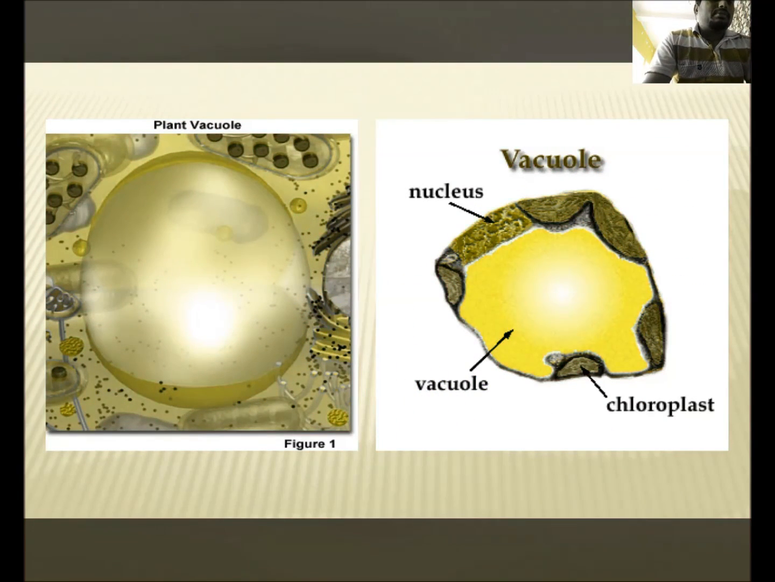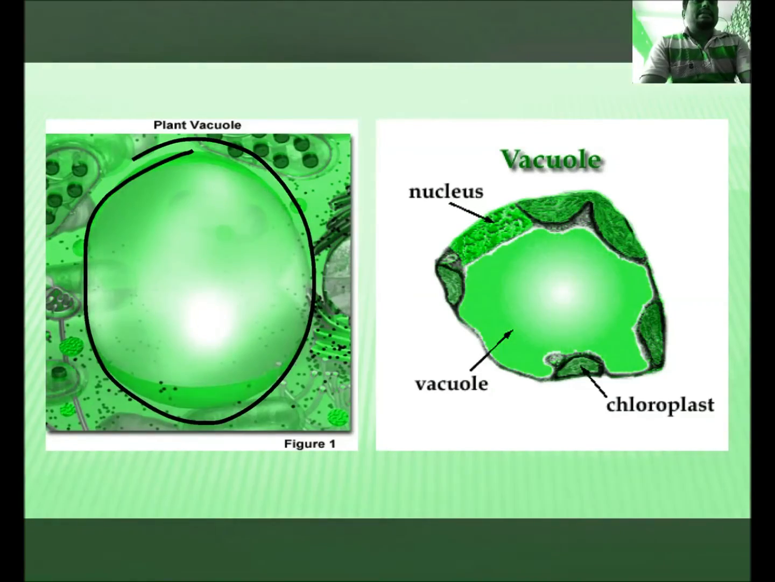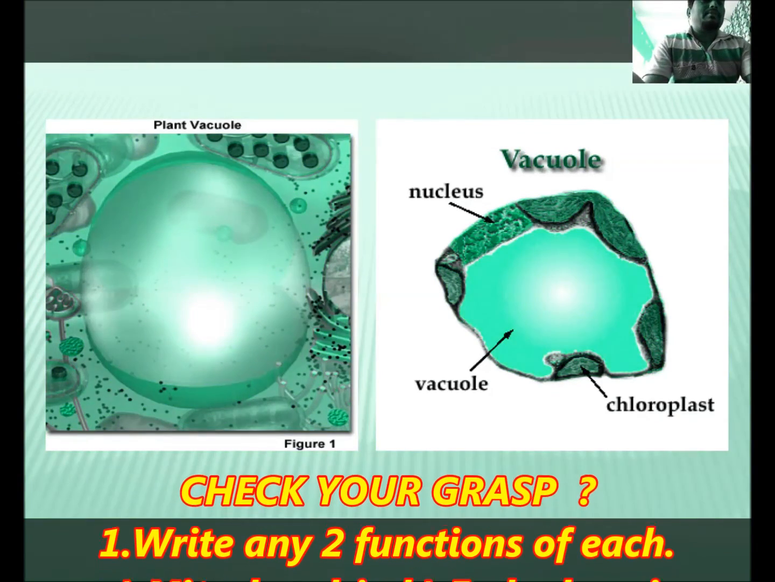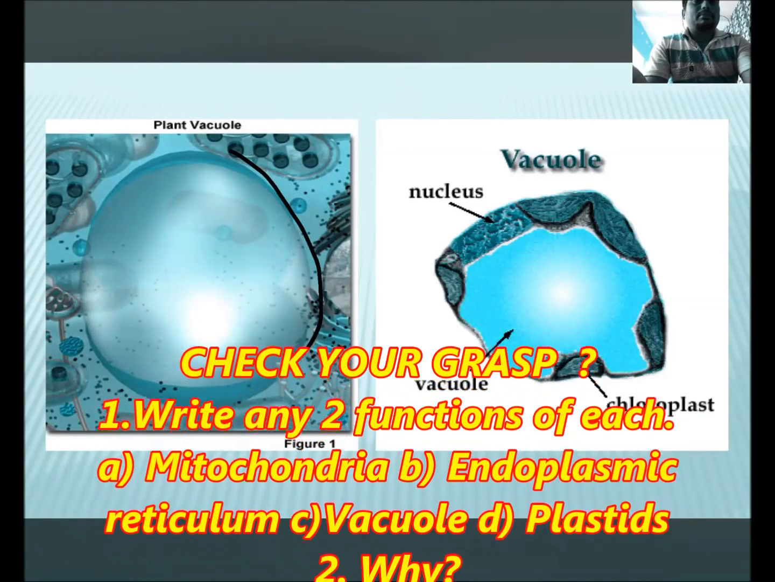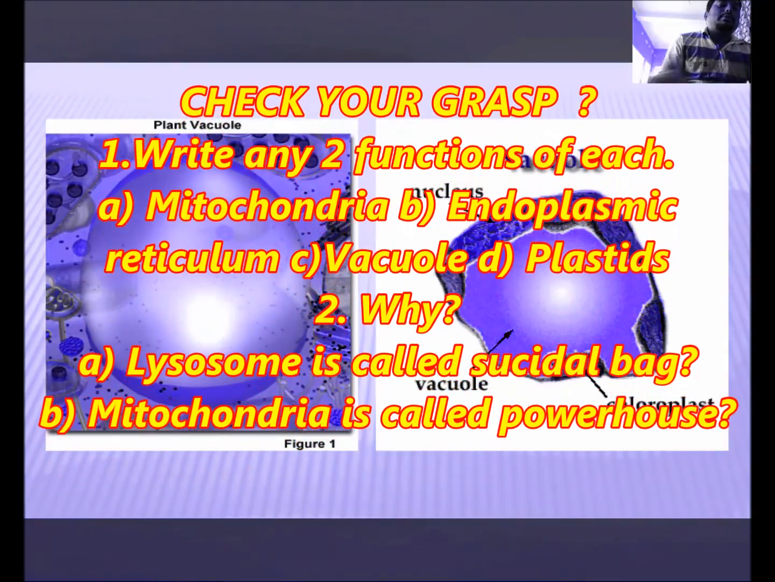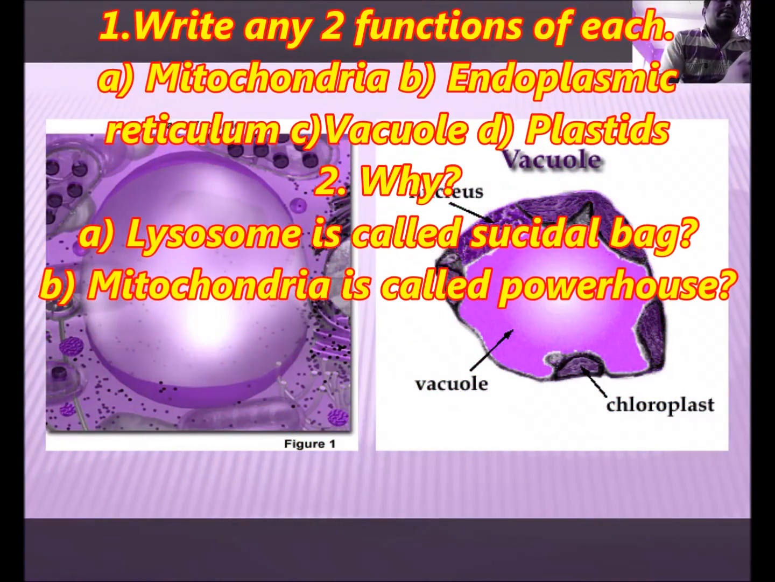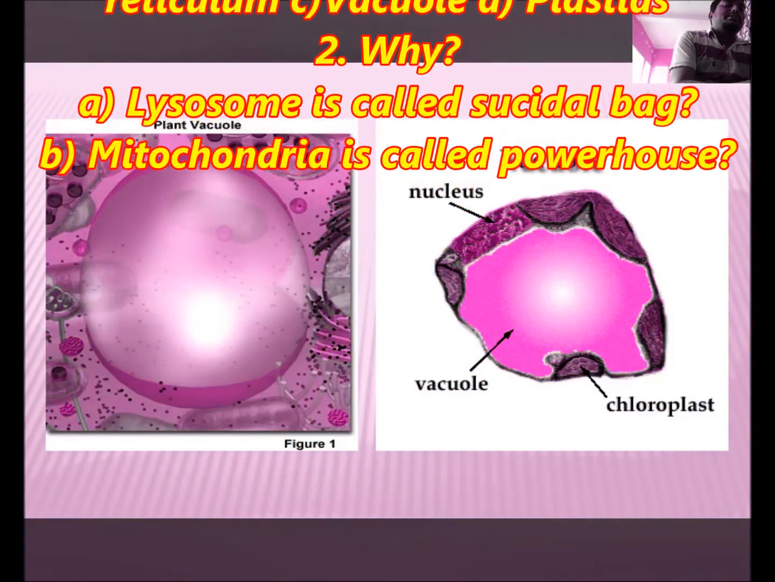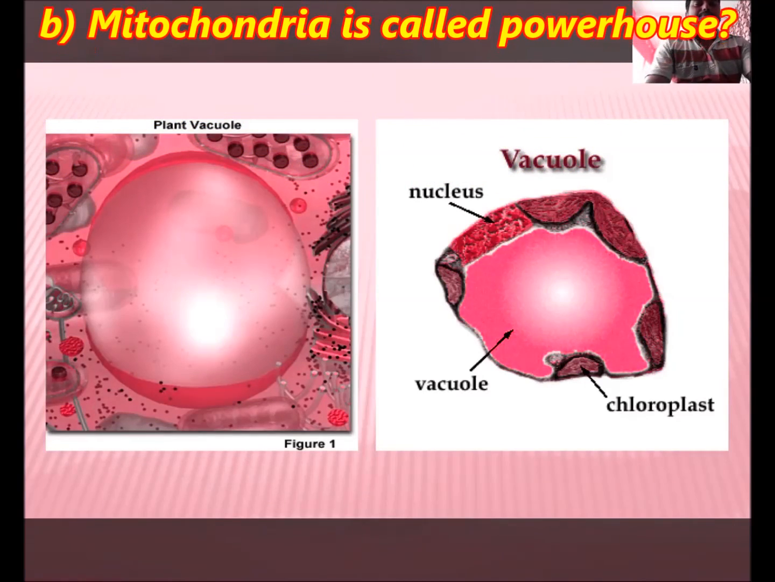We can see the large picture of vacuole, and in plant cells it is bigger in size. In animal cells it is very small. The outer membrane of the vacuole is called tonoplast, and it helps in osmoregulation as well as in excretion of waste material from the cell.